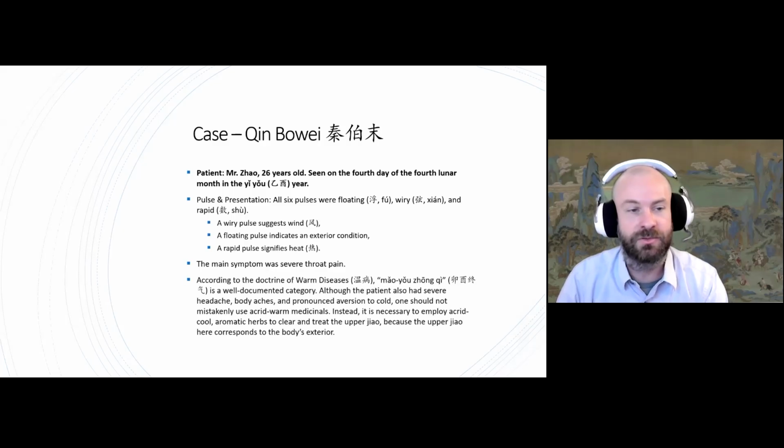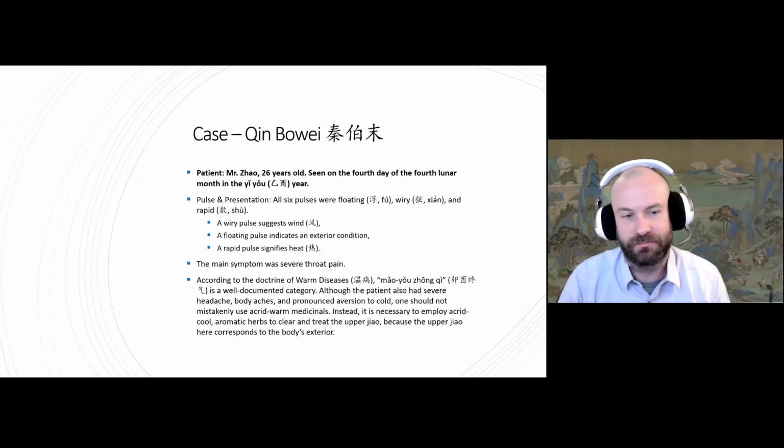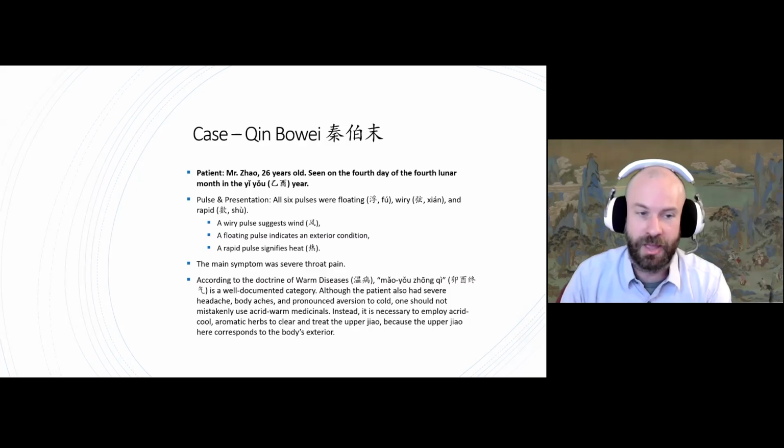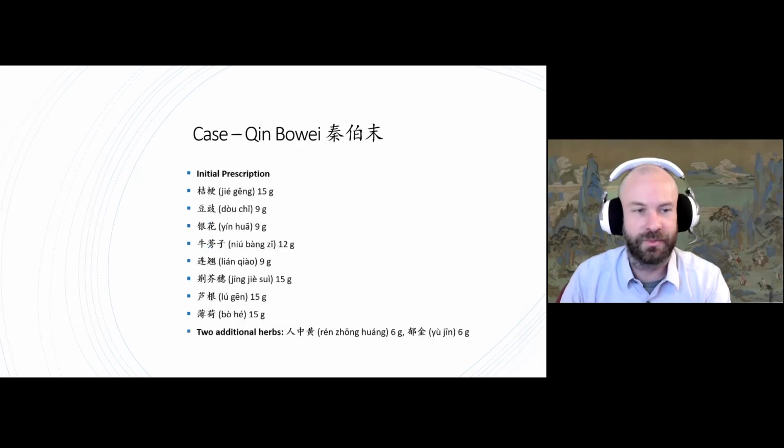So he says, according to the doctrine of warm diseases, Mao Yao Zhongqi, which is this idea for when heat strikes, I think. I'm not so familiar with that theory myself. Although a patient has severe headache, body aches, pronounced aversion to cold, one should not mistakenly use warm, acrid medicinals. Instead, it is necessary to employ acrid, cool, aromatic herbs to clear and treat the upper jiao, because the upper jiao here corresponds to the body's exterior.